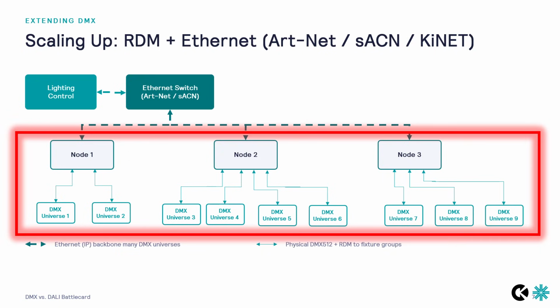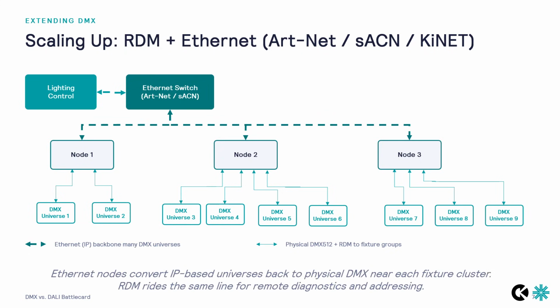Instead of running long DMX cables across an entire building or campus, the Ethernet network carries the data over longer distances, while the DMX outputs remain local to each fixture group. This makes it possible to support far more fixtures, more control channels, and more complex lighting systems without being constrained by a single DMX run. The Ethernet nodes act as translators. They receive IP-based lighting data from the network and convert it back into physical DMX near each fixture cluster.